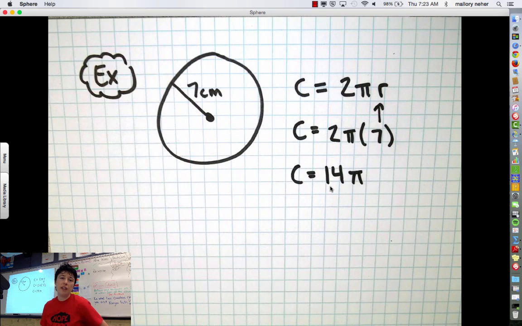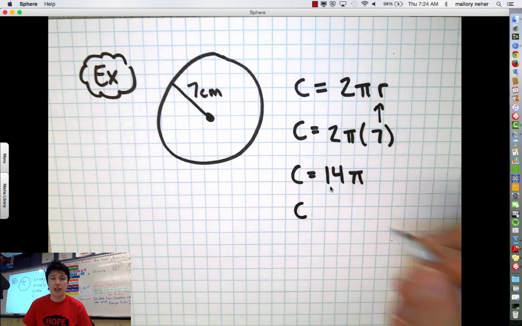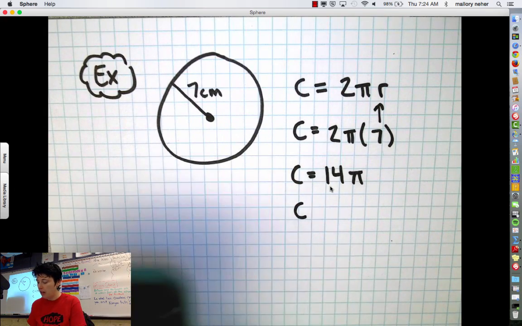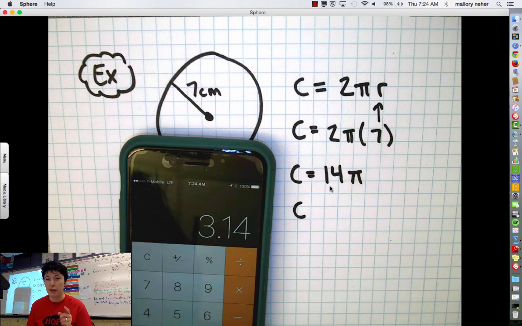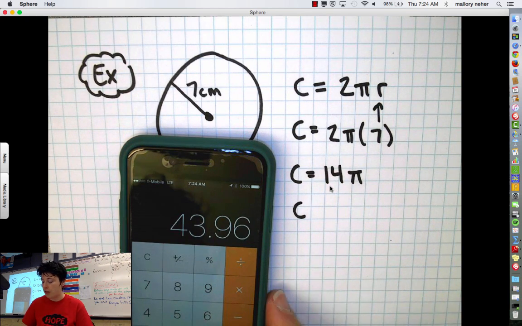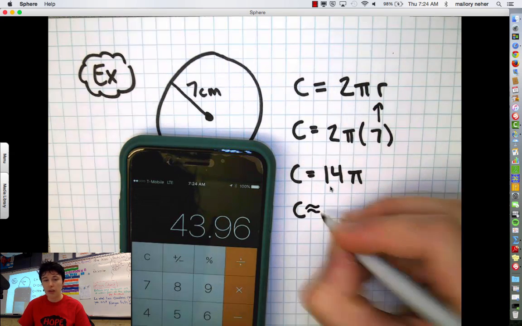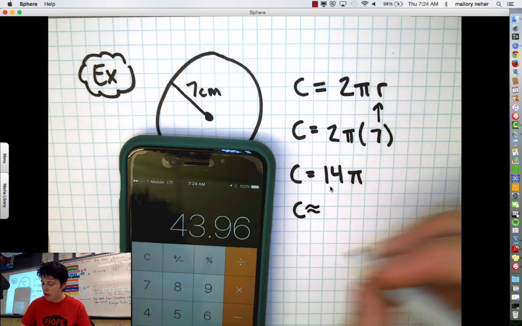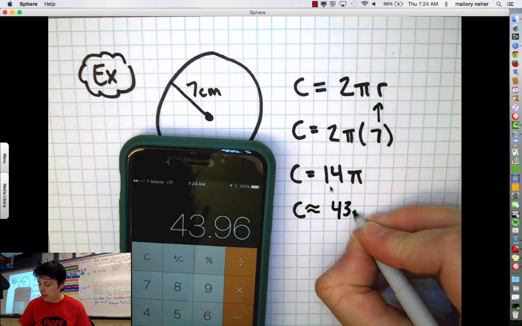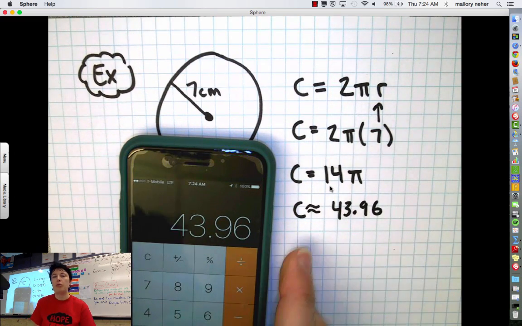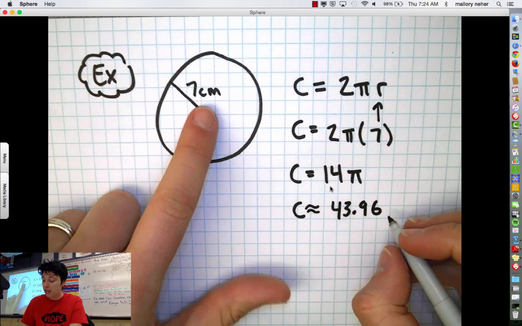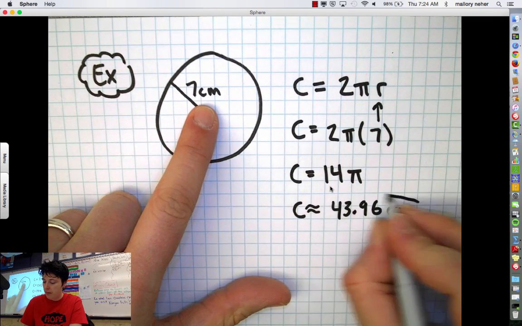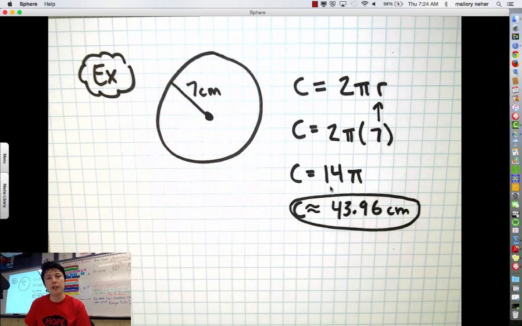And again, if I didn't have a calculator, I would probably stop right here as my answer. But I do have a calculator, so I'm going to do 14 times 3.14. 3.14 is rounded, so I'm going to use the wiggly equal sign here, the squiggly one that says it's about equal to 43.96. So if I pulled this string that went all the way around the circle tight, it would be 43.96 centimeters. And that makes my answer, circumference of a circle.